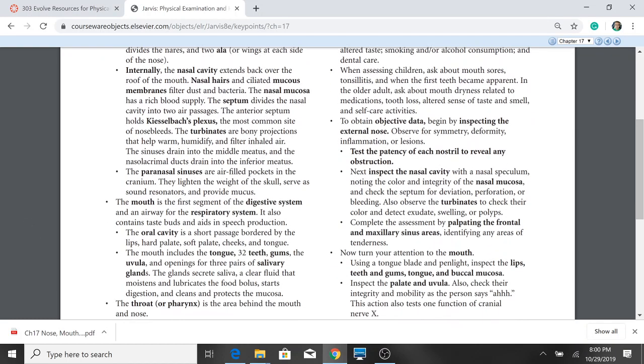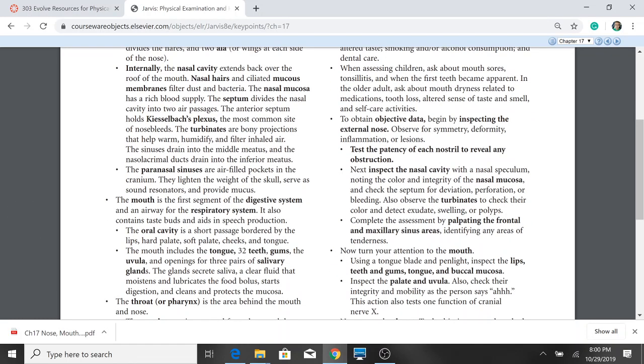Internally, the nasal cavity extends back over the roof of the mouth. Nasal hairs and ciliated mucous membranes filter dust and bacteria. The nasal mucosa has a rich blood supply, and the septum divides the nasal cavity into 2 air passages. The anterior septum holds the Kiesselbach plexus, the most common site of nosebleeds.